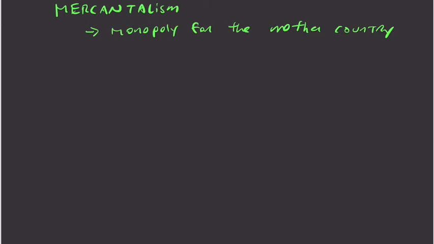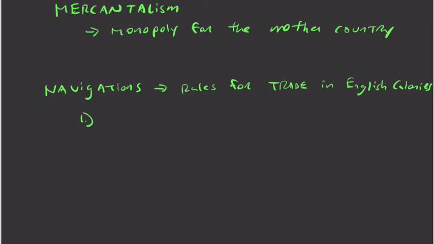And the way that they enforced this was with the Navigation Acts, which is a series of acts that started under Oliver Cromwell and continued on to the 1670s under Charles II, where they basically made rules for trade in English colonies. One rule would be that trade to and from colonies could only be held or take part on English boats.